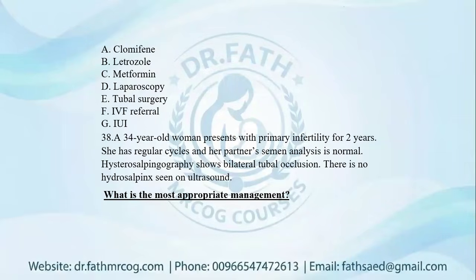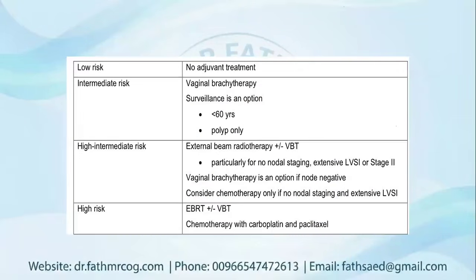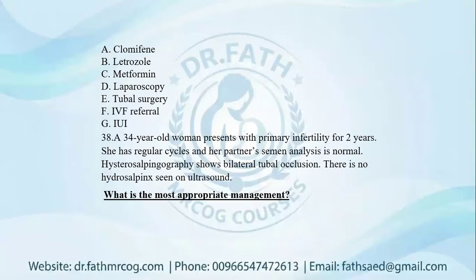A 34-year-old woman presents with primary infertility for 2 years. She has regular cycles and her partner's semen analysis is normal. HSG shows bilateral tubal occlusion. There is no hydrosalpinx seen on the ultrasound. What is the most appropriate management for this lady?